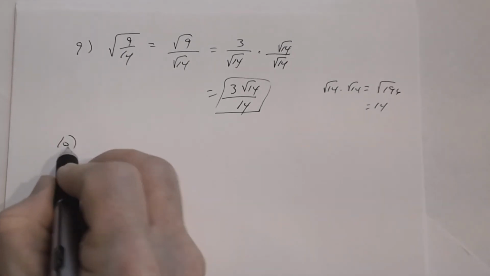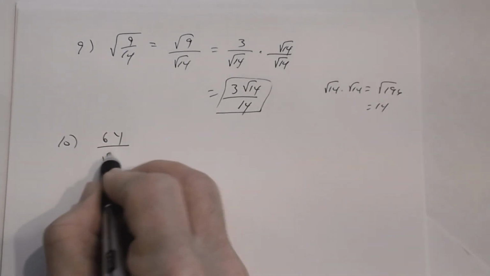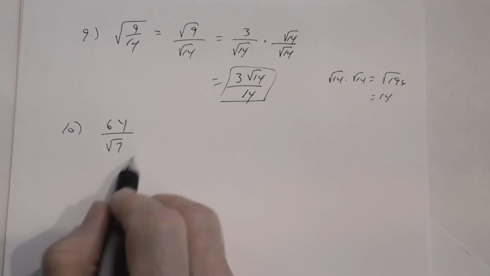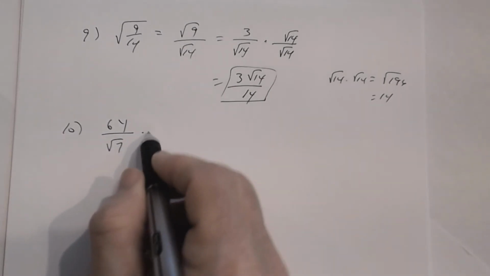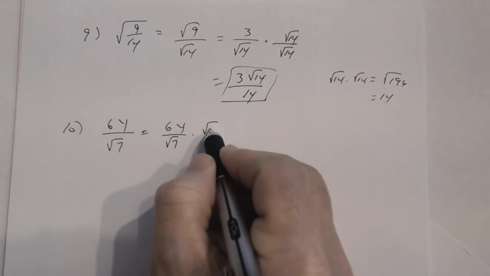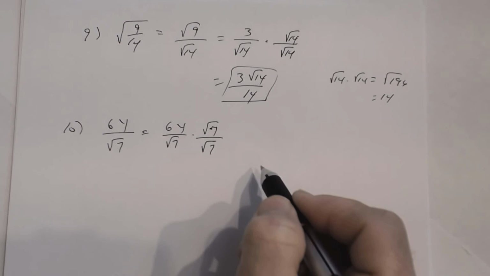Okay, number 10, we have 6y divided by the square root of 7. All right, no big deal. We can handle that now. So I cannot simplify this. I'm going to go directly to multiplying both numerator and denominator by the square root of 7 to rationalize that denominator, right? So you want to get rid of that square root that's in the denominator.